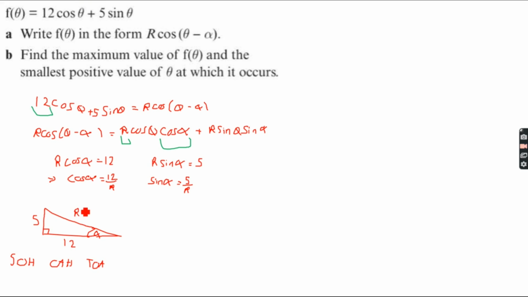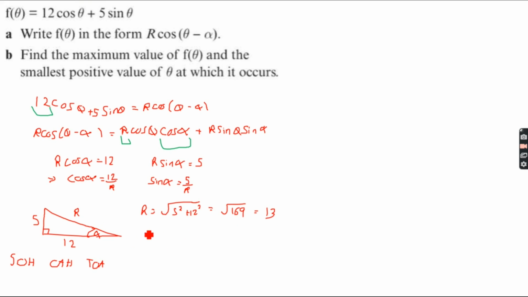And now, by no surprise, hopefully, we're going to work out r using Pythagoras' theorem. So r, therefore, equals the square root of 5 squared plus 12 squared. So that's 144 plus 25. So that's root 169, and that equals 13.